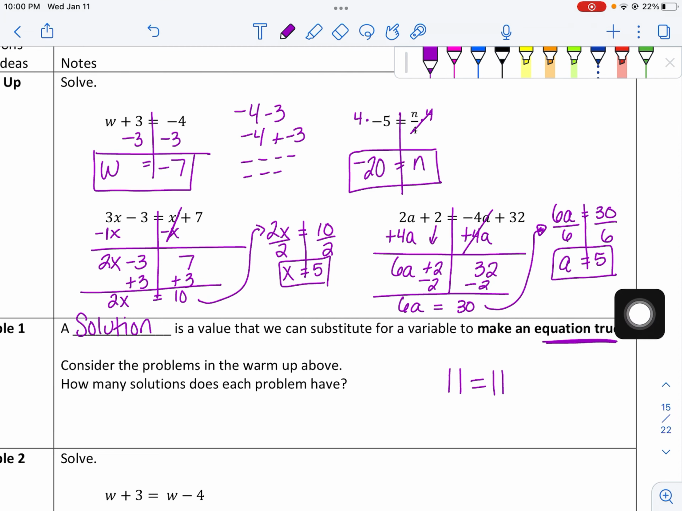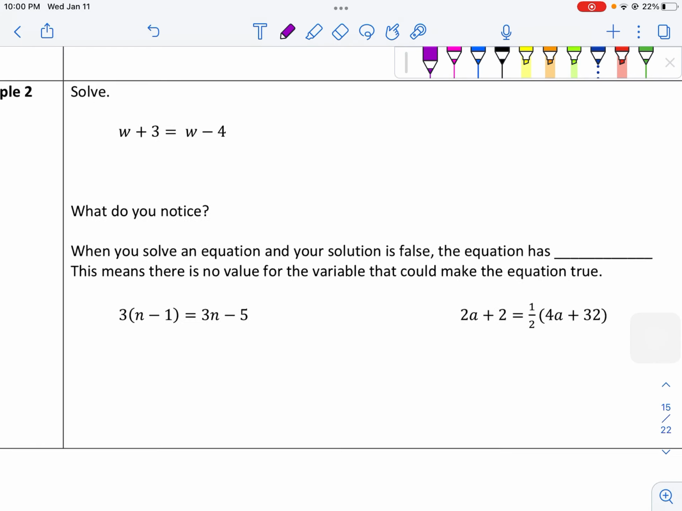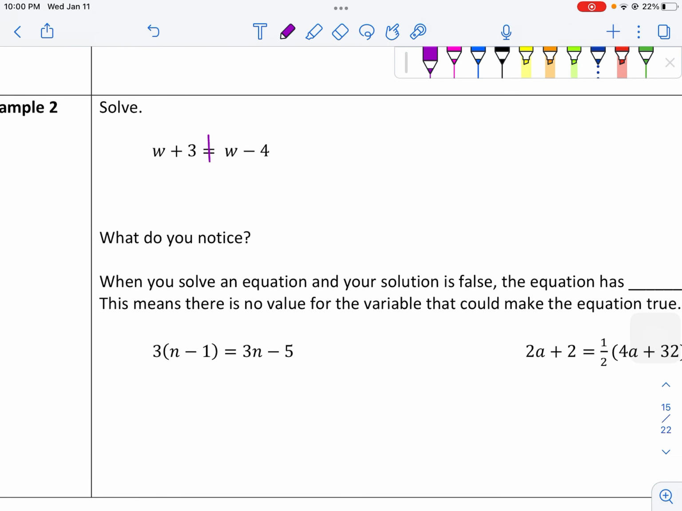And so for linear equations, it's common to get one answer, but that's not always the case. So we're going to see what happens when we see a couple different situations. So here's our first example. Notice that we have variables on both sides. So our goal is to get all of the variables on one side. So we'll start with moving them from the right to the left.